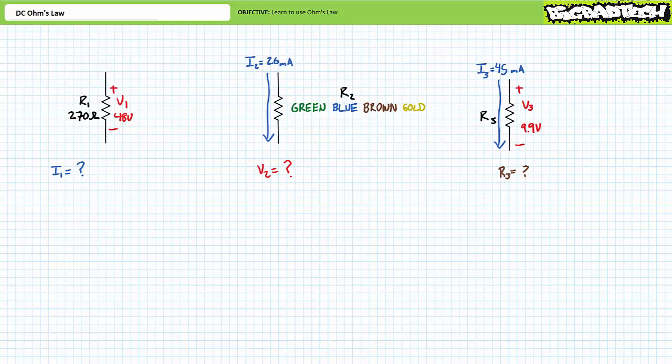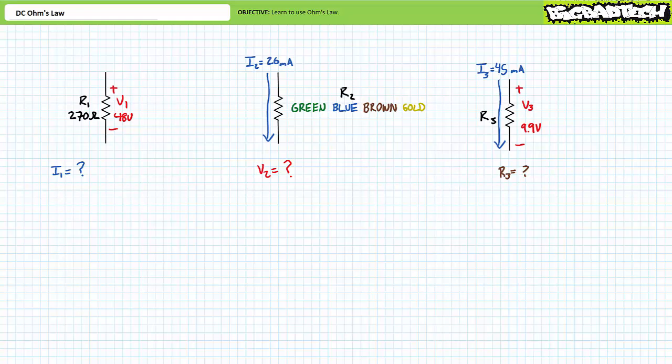Before we move on, try this set of example problems on for size. Given known quantities in each scenario, use Ohm's law to calculate the unknown quantity. For the first problem, we have a known voltage drop and a known resistance and are being asked to solve for current. For the second circuit, we have a known current, a resistor color code, and are being asked to solve for the voltage drop.